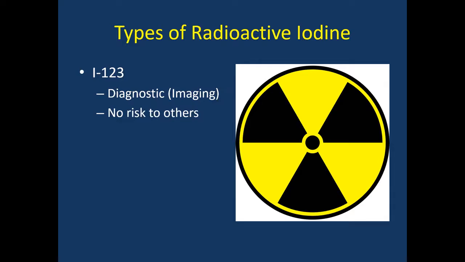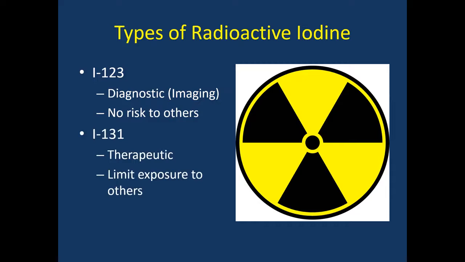Iodine-123 is used for diagnostic purposes to visualize the thyroid gland. This does not put out radiation that affects others. However, iodine-131 is used for both diagnostic and therapeutic purposes. Here at IU, we use this for therapy only. Iodine-131 does put out radiation that may affect others, so we will talk about taking precautions to reduce exposure to other people later in this video.